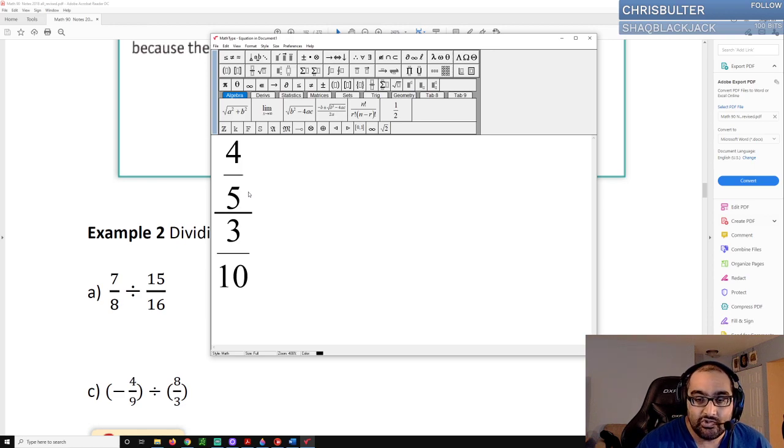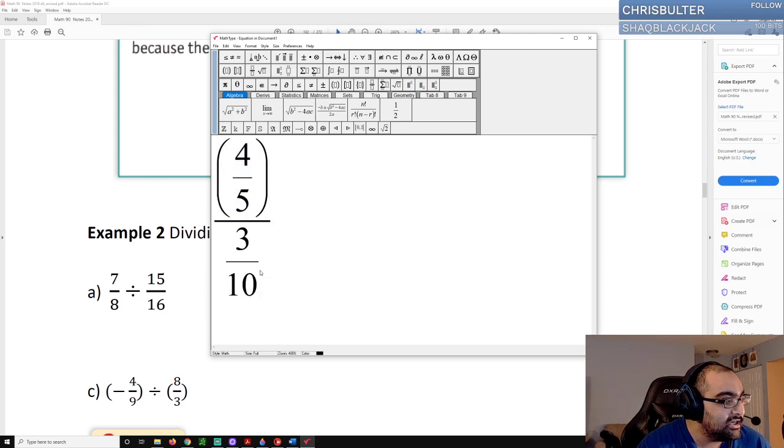So one of the things that I always suggest people to do is, if you see a problem that looks like this, looks like something stacked on top of something else, a good idea is to put parentheses around each of the fractions. That way you can keep organized.